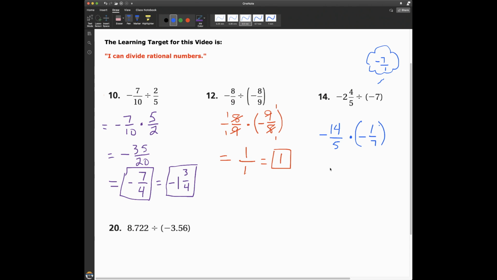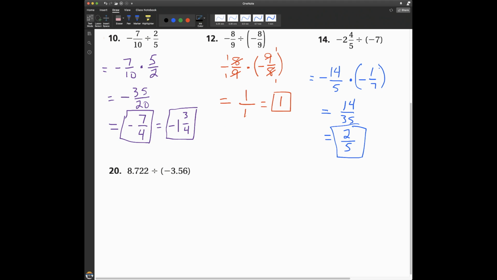All right, and again, these have the same sign, so my answer will be positive. And this is just going to be, what is it? 14 times 1 is 14. And then 5 times 7 is 35. Can you simplify this? Yes, you can divide both numerator and denominator by 7. 14 divided by 7 is 2. 35 divided by 7 is 5. And boom, we are done.